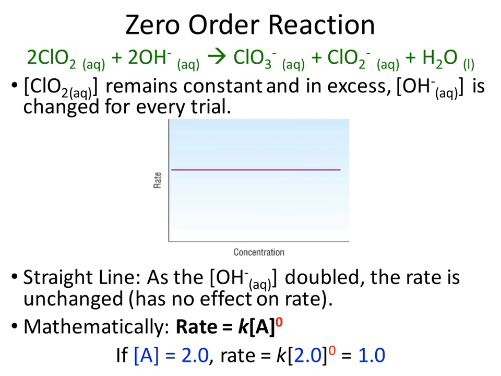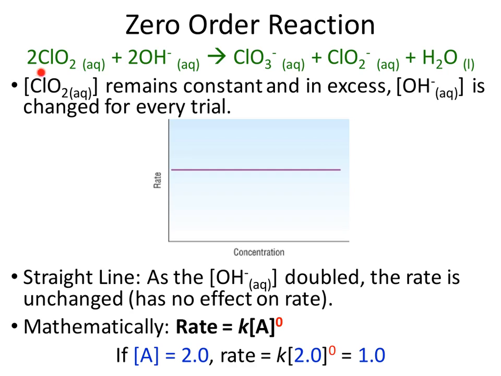However, what's interesting is that in the same reaction, the reactants have different effects on the overall rate of the reaction. We saw that doubling this species quadrupled the rate of the reaction. But what about this one?